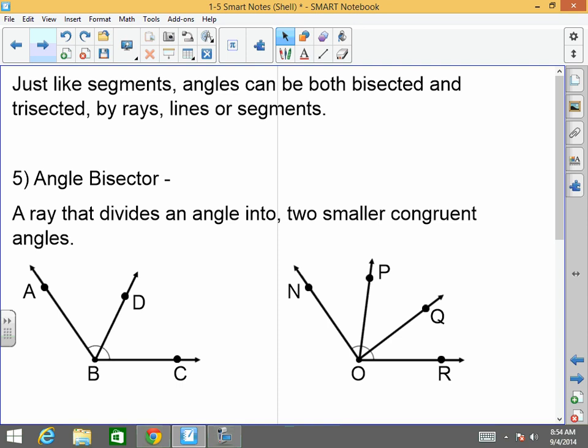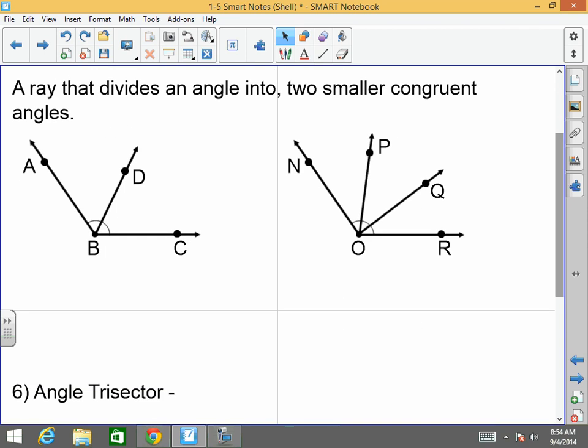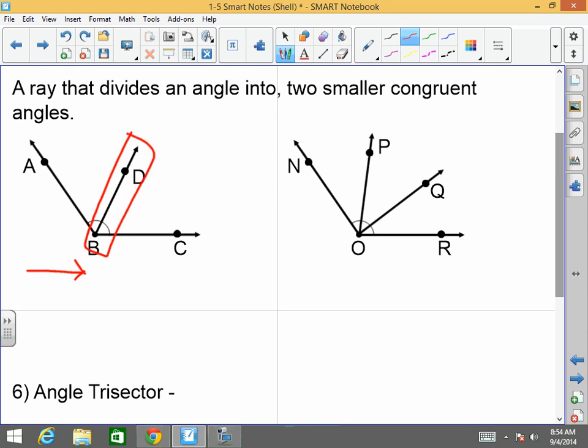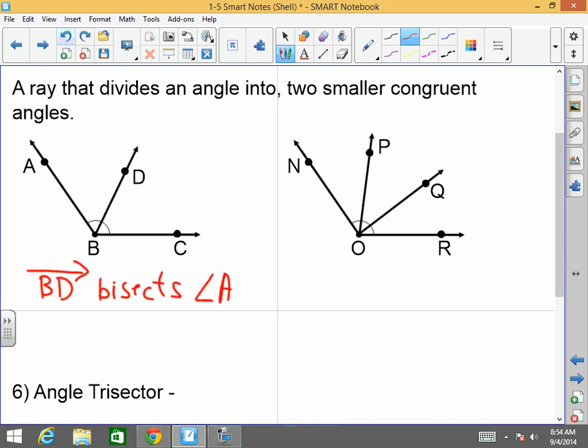Does that make sense? Awesome. So, for example, here, I can say that ray, how would I read this ray here? Ray BD bisects angle ABC. How do you know, Moro? Well, I have one little loop here, one little loop here. So that means they're both congruent. Does that make sense? Okay.